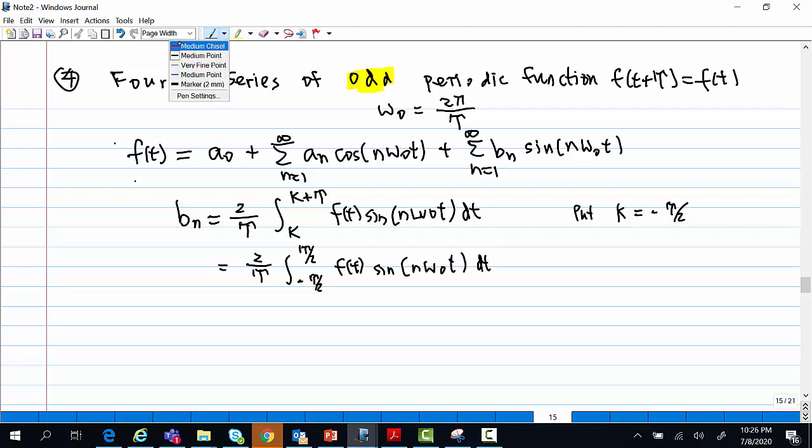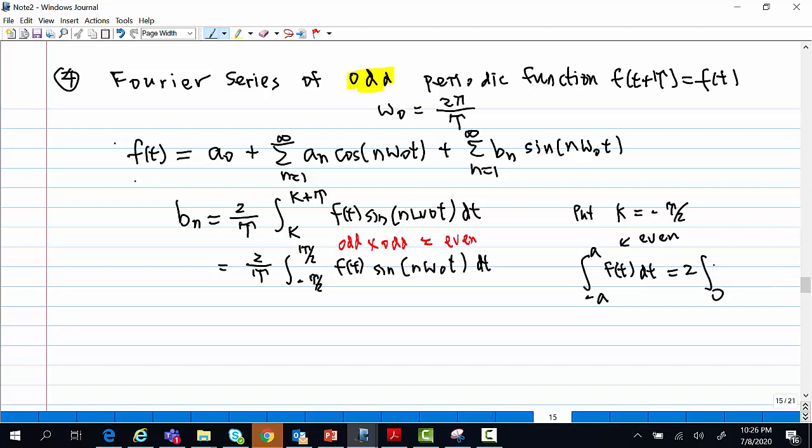Now since we know f(t) is an odd function and sine is also an odd function, odd times odd is an even function. And we know that for an even function, the integral from minus a to a of f(t) dt is equal to 2 times the integral from 0 to a of f(t) dt, because an even function is symmetrical about the y-axis. So this will become 2 over T times 2 times the integral from 0 to T over 2 of f(t) sine n omega 0 t dt.